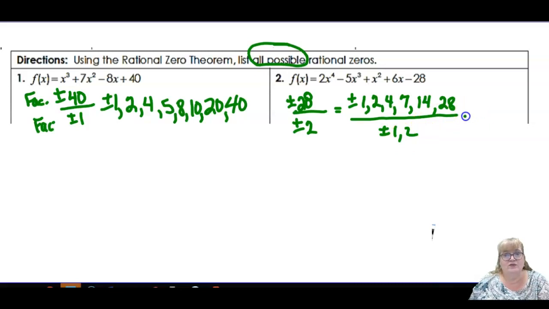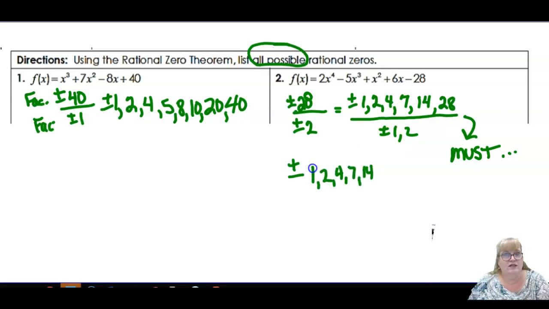Now, you need to write them out for me. Must write out. So you need to tell me, because there's numbers on top and numbers on the bottom, you need to reduce that for me. So if you put them all over 1, all you get is 1, 2, 4, 7, 14, and 28. Every one of those should be positive or negative. I'm just going to be lazy and let you be lazy and not write them all out, but you could have 1, 2, 3, 4, 5, 6. That's a total of 12 numbers you could try. And then we need to put them all over 2.